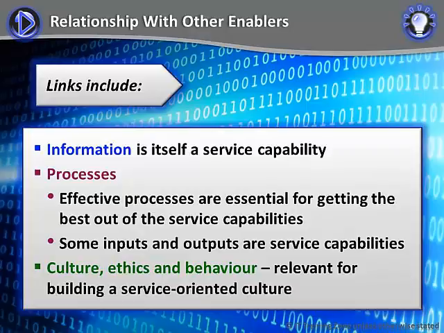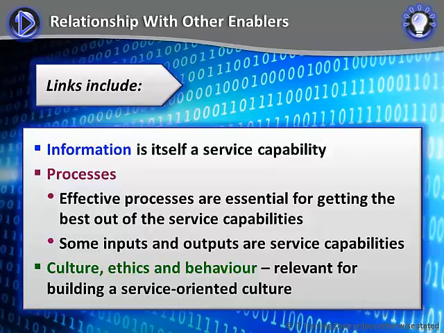The other topic we need to cover in this lesson is the relationship of the enabler with the other enablers. The links include: information is itself a service capability. Processes. Effective processes are essential for getting the best out of the service capabilities. For example, buying the most reliable hardware and the most tried and tested software will not deliver a quality service if the processes used to manage and support the technology are missing or ineffective.